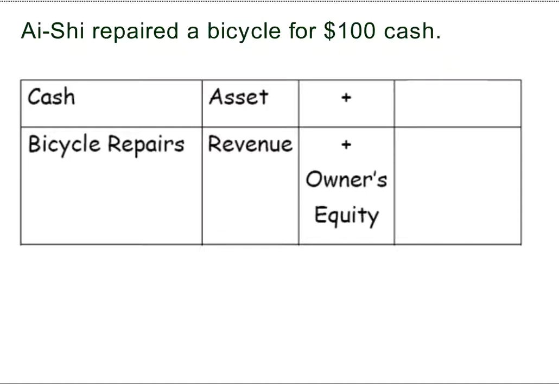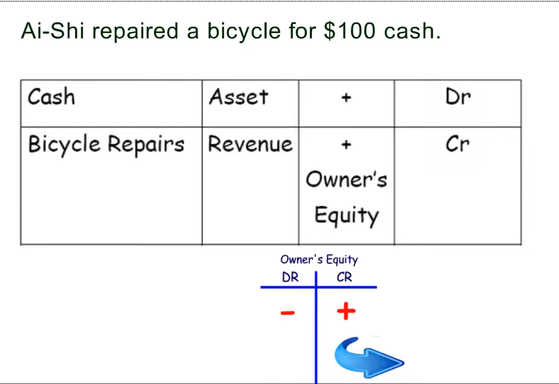Remember that revenue increases as owner's equity increases. Cash increases on the debit side and owner's equity increases on the credit side, which means that revenue will increase on the credit side.